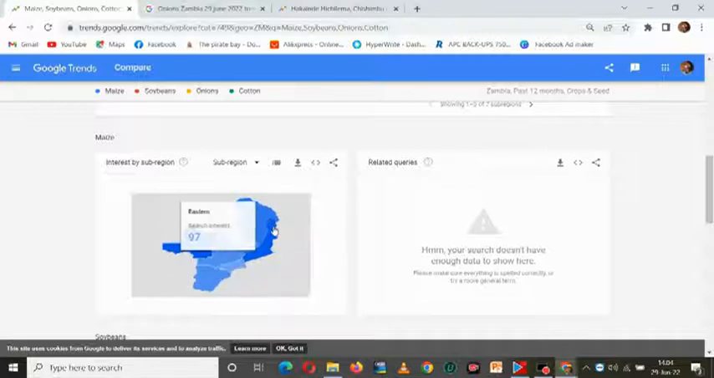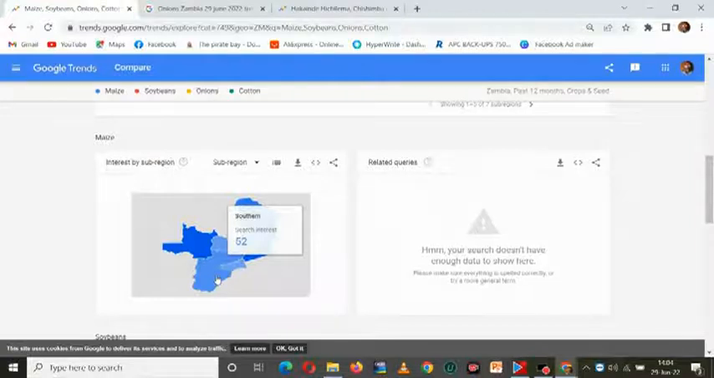In Northern Province. In Eastern Province was 93. In Northwestern was 100. In Central was 53. On the Copper Belt, 43. Then 37 in Lusaka, while 52 in the Southern Province.